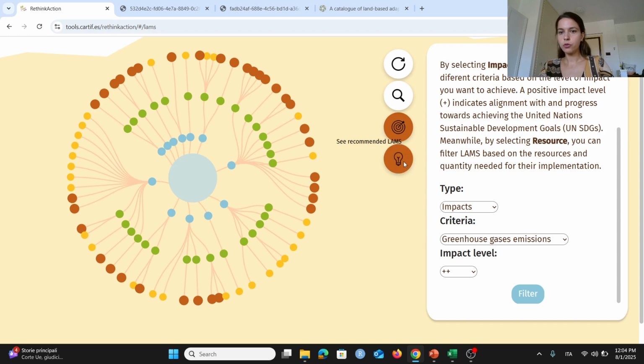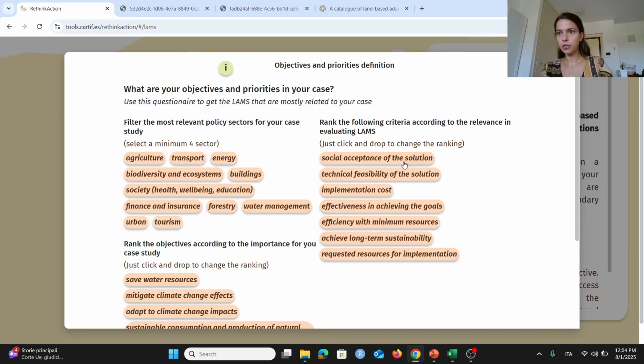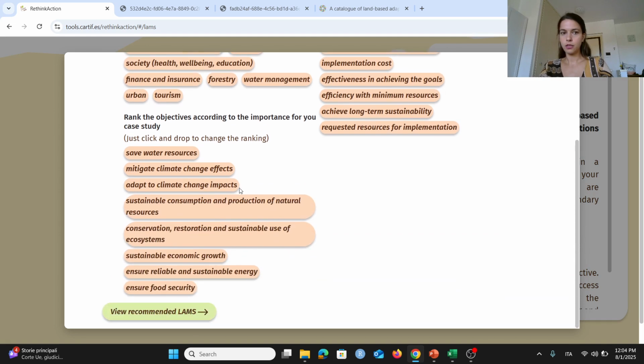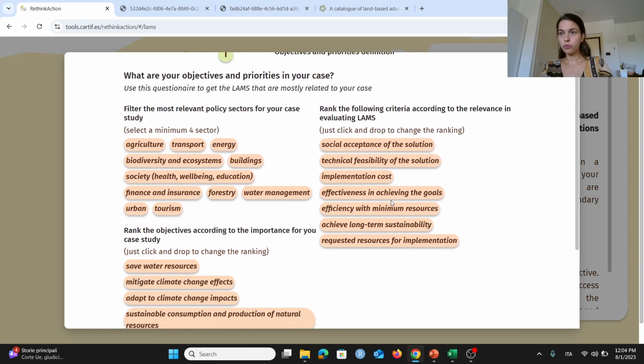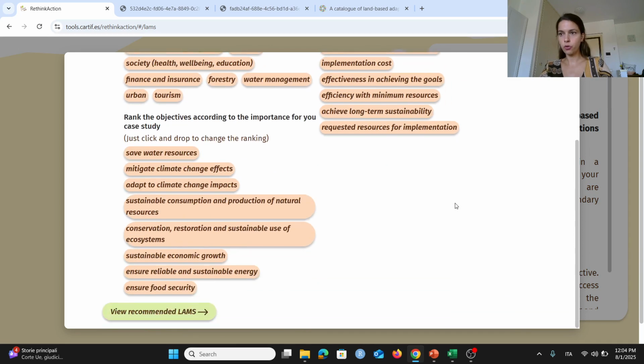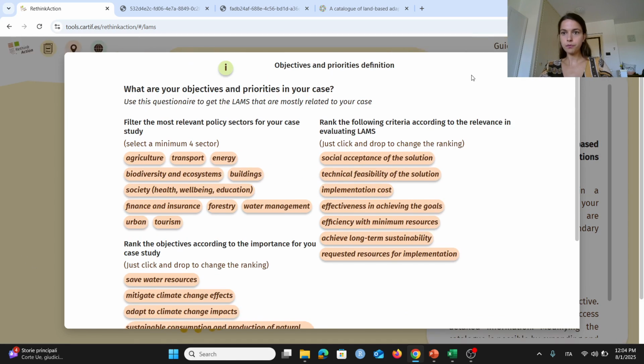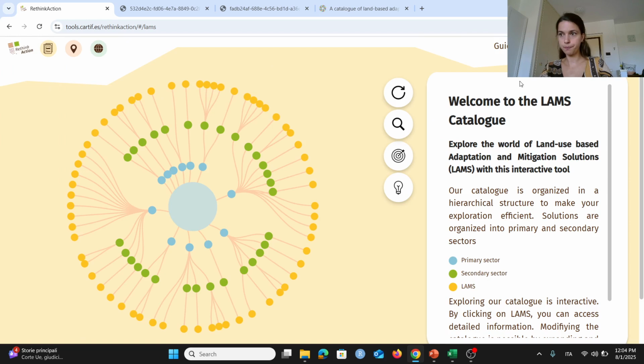Finally, you can also use the recommended LAMS filter, where you can indicate the sectors you're interested in. You can select your main objectives, and you can also rank your selection criteria. Then the system will show the most relevant solution based on your preferences. But when you click on a LAMS, you can visualize the main information in the right panel.